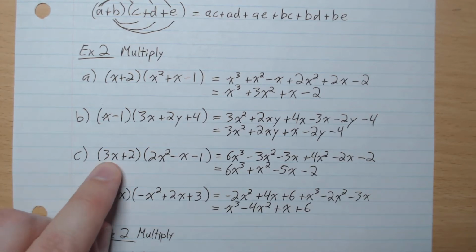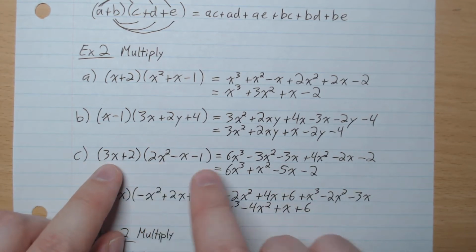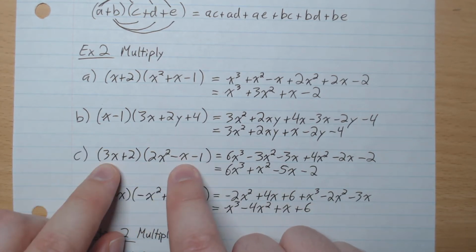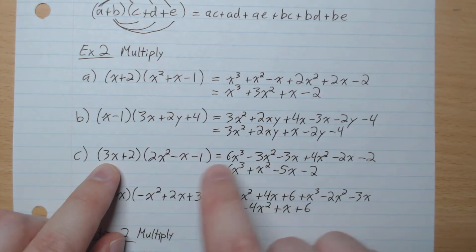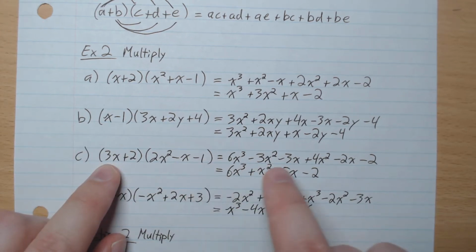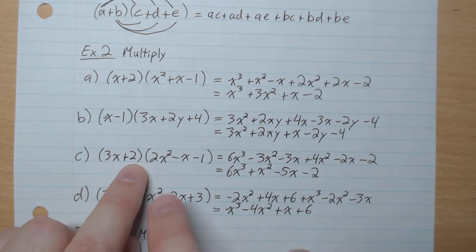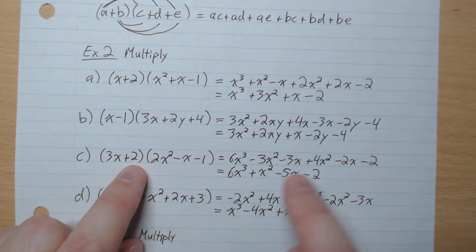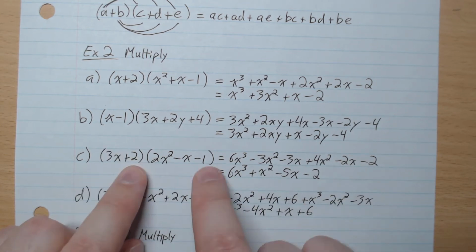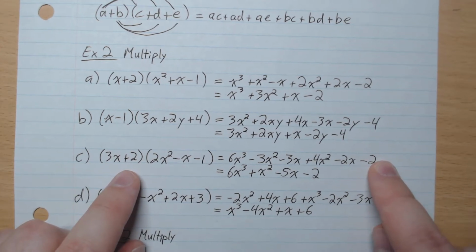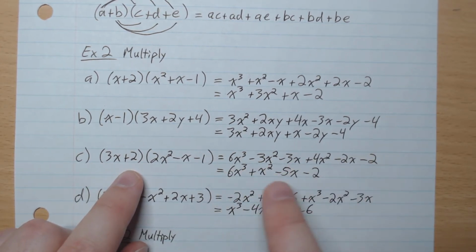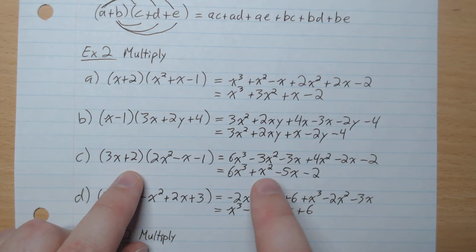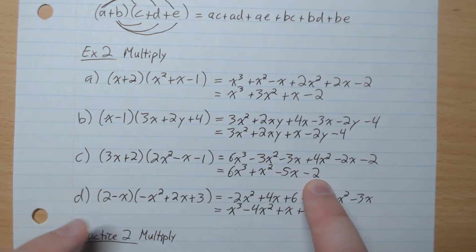Okay, C, 3x times 2x squared, so it's 6x cubed, 3x times negative x, negative 3x squared, 3x times negative 1, negative 3x, like that. Move over to the 2. 2 times 2x squared, 4x squared. 2 times negative x, negative 2x. 2 times negative 1, negative 2, like that. And then we collect like terms, so 6x cubed. This becomes 1x squared. This becomes negative 5x, and minus 2 remains.